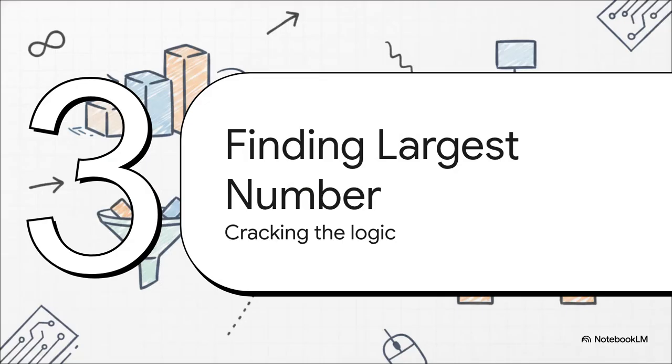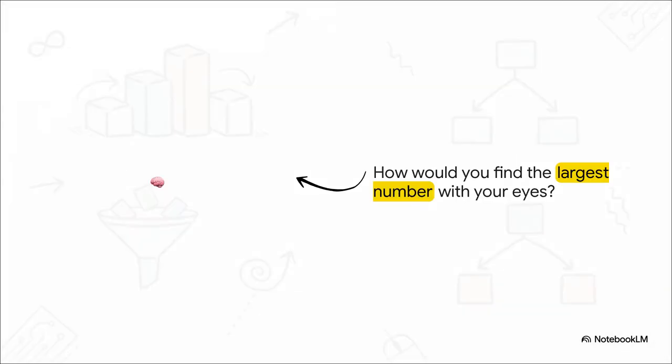Part 3. Finding the largest number, cracking the logic. Now for our first real challenge. Let's see how this builds into an actual algorithm. Think about holding a piece of paper with our numbers on it. 3, 7, 1, 9, 4. How does your brain physically scan left to right to find the biggest number? Well, you start with the first number you see, right?